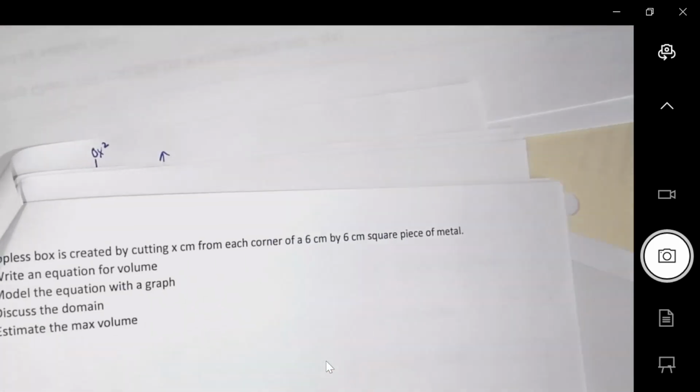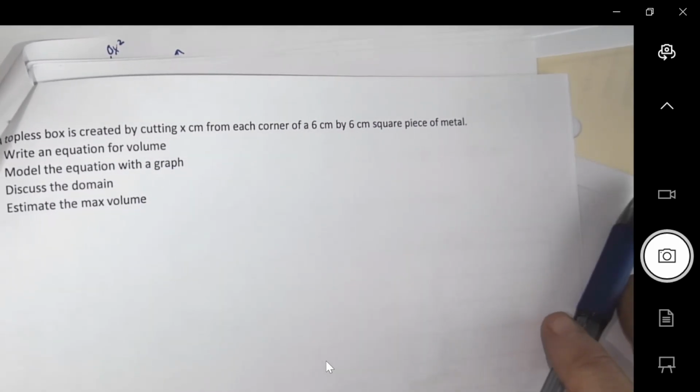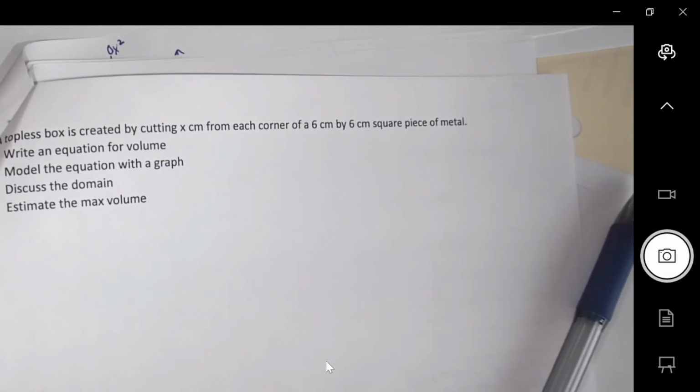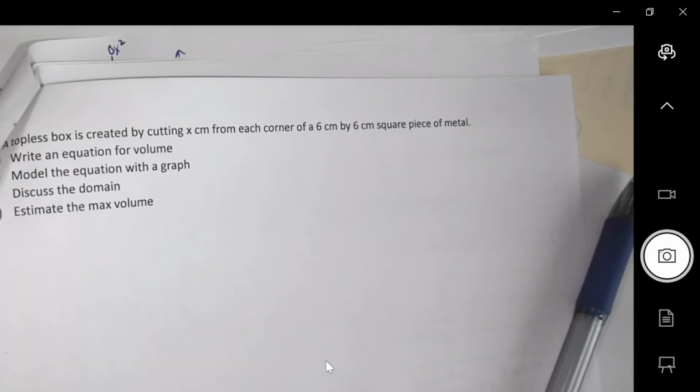Okay, volume. So I have a piece of paper that is 6 by 6 centimeters. Okay, what I'm going to do is I'm going to cut a little square off of each corner. Okay, I don't know what I'm cutting, but it's going to be a square. Okay, that's a square. And then I'm going to repeat that square in each corner.